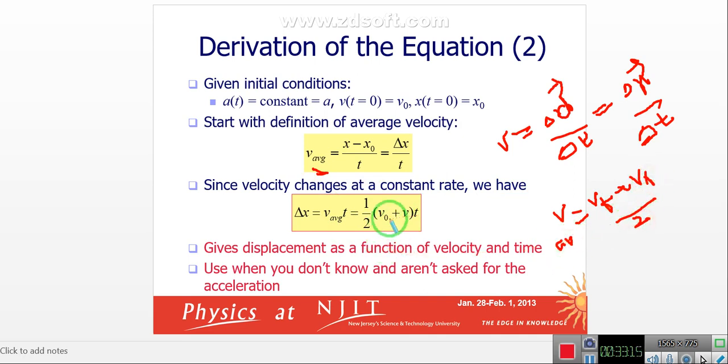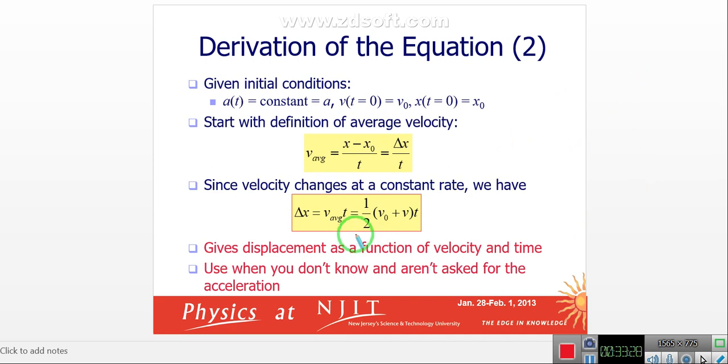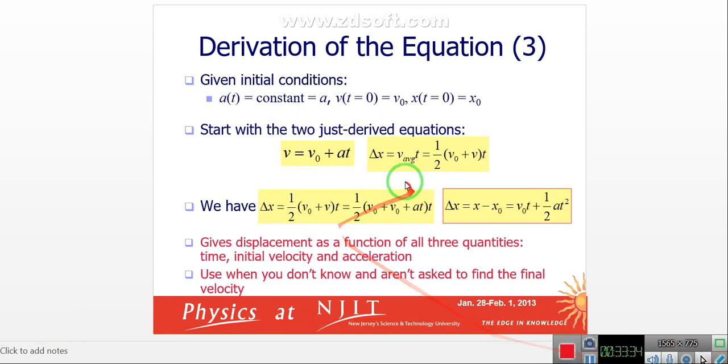So taking the average velocity multiplied by t, your result will be here now. This is your second equation of motion. So now you can see we have this equation: x is equal to 1/2 (V naught plus V) t, where V naught is Vi and V is Vf.